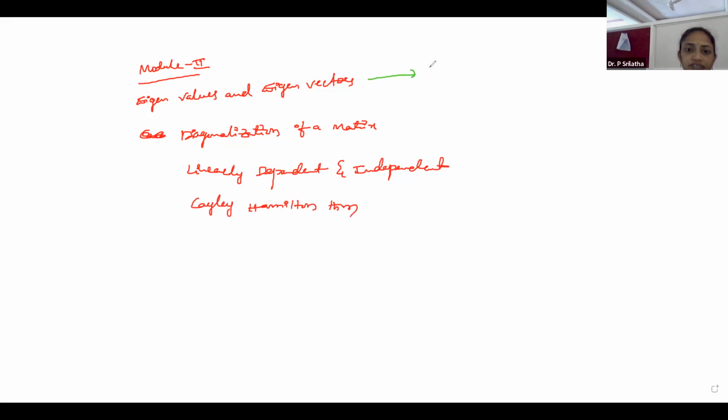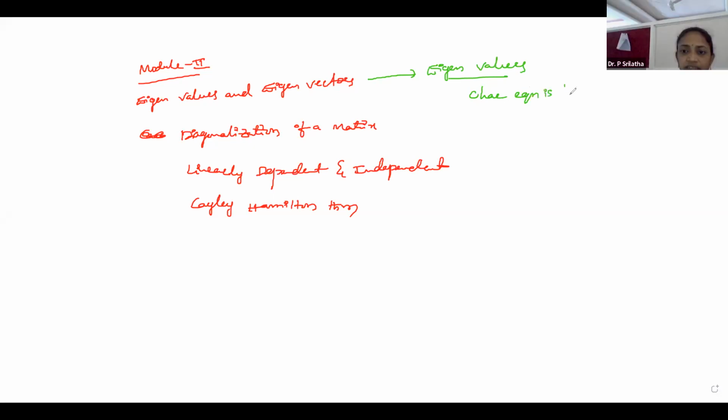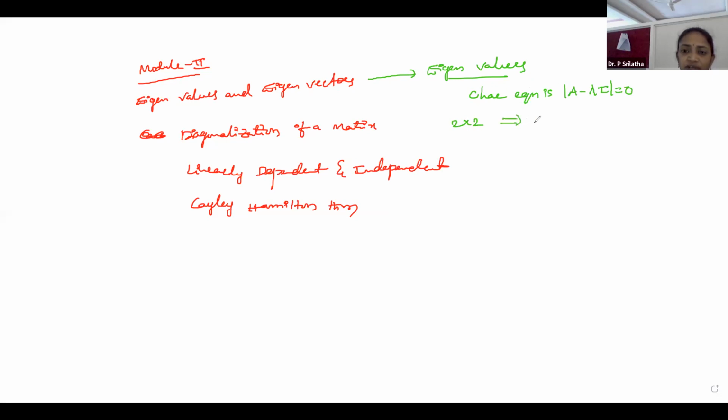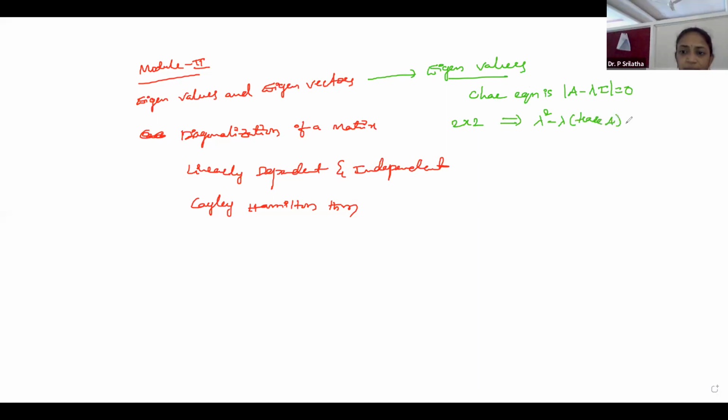First we need to find the eigenvalues. So how to find the eigenvalues? By the characteristic equation. What is the characteristic equation? That is det of (A minus lambda I) is equal to 0. If it is a 2 by 2 matrix, what is the shortcut method? Lambda square minus lambda into trace of A plus det A is equal to 0.